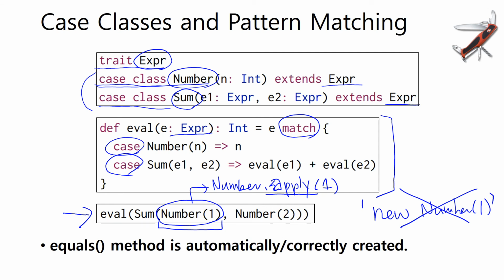In addition, case classes automatically generate the equals method for you. And it turns out that this equals method is extremely hard to implement correctly. So using case classes is a big benefit to programmers because we don't have to implement this equals method ourselves. You can just reuse the equals method provided by the Scala compiler for case classes.